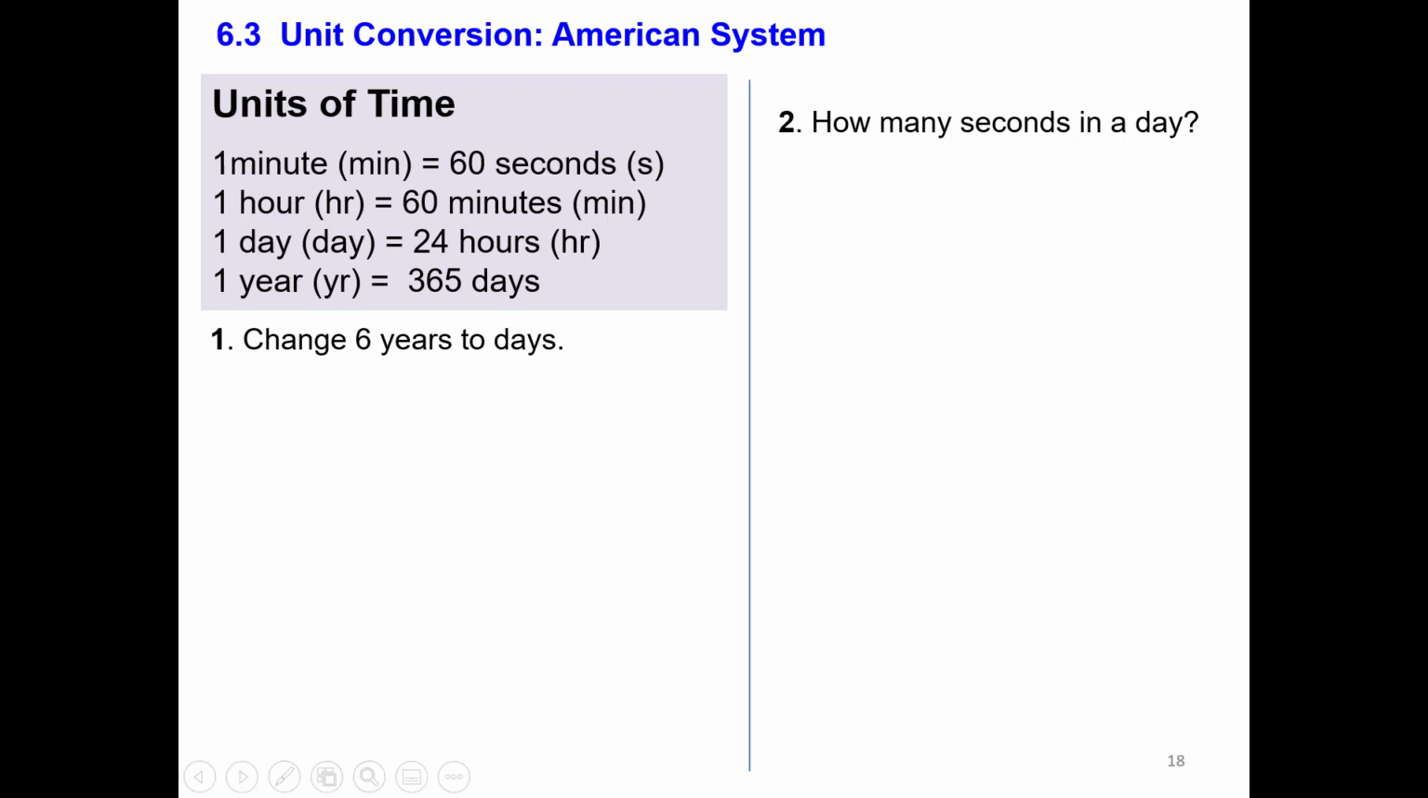Then we want to convert 6 years to days. In this case, we have a direct conversion factor, so we just need to use that. Let's write here the conversion factor. We have 1 year equals 365 days.